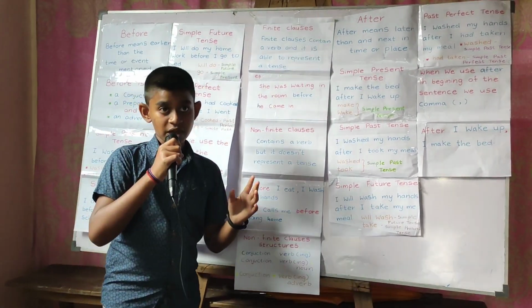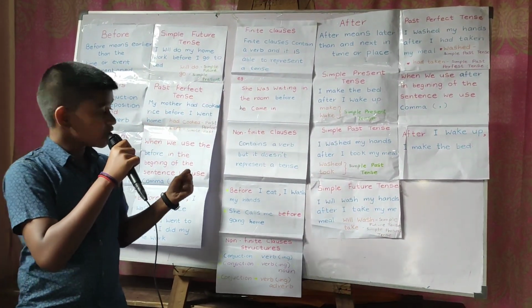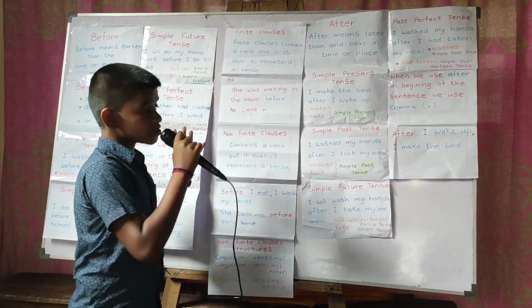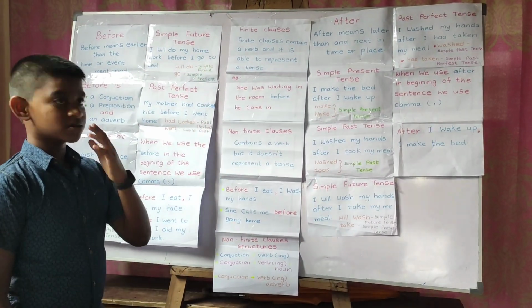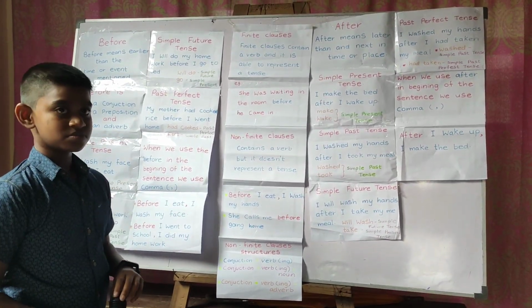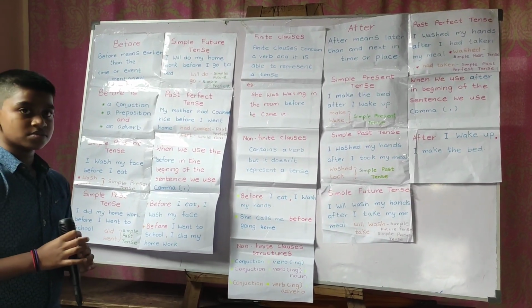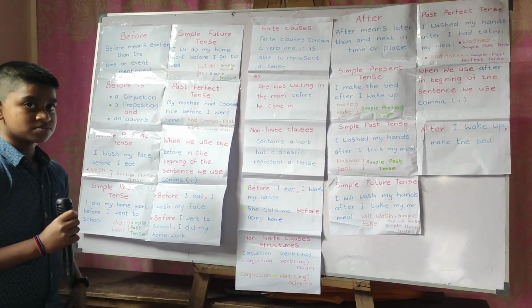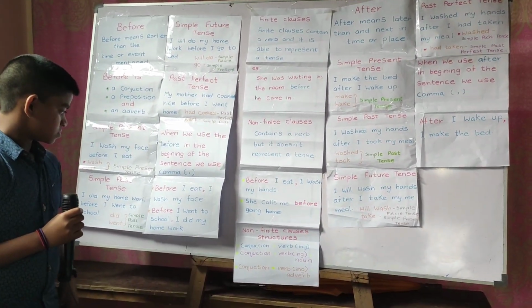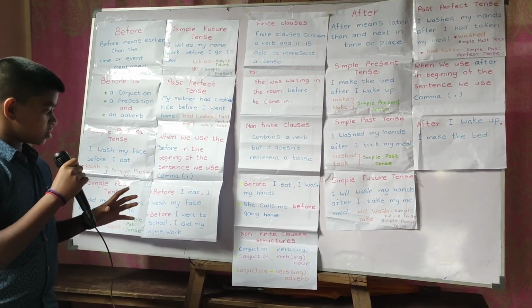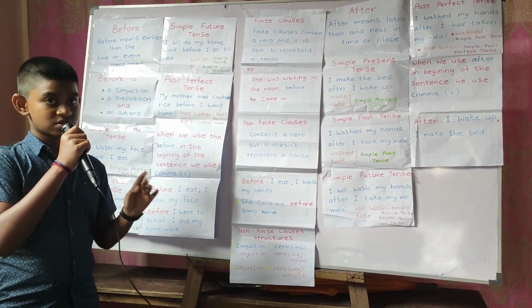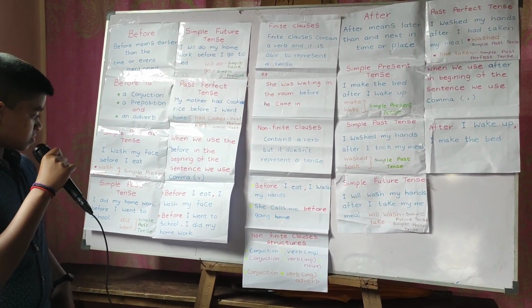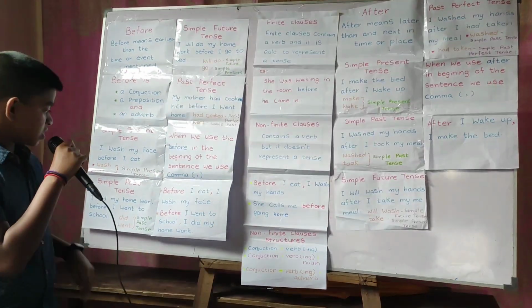Okay, now there's a question. You explained that when we use before at the beginning of a sentence, we use a comma after the first clause. So if we place before in the middle of the sentence, then what would happen to the comma? We don't use a comma. So can you show us some examples? Or you can change the two sentences and tell me.